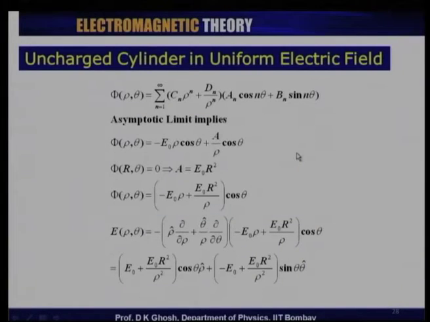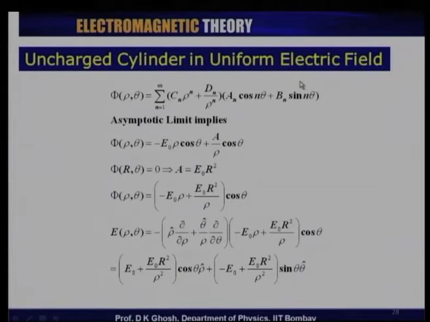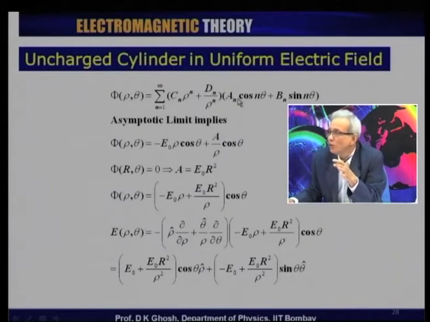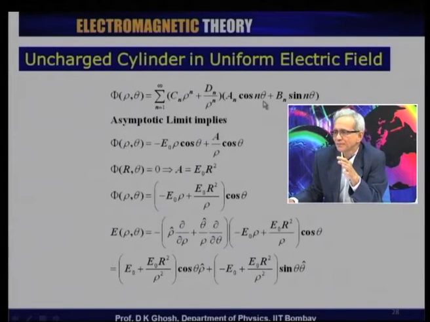Now, if the potential goes as minus E0 rho cos theta, it tells me that all the b_n's must be 0, because I do not have a sin theta anywhere. In principle I can have a_n cos n theta, but I do not have any cos 2 theta or cos 3 theta terms. As a result, the only term that I can have is a_1 cos theta.